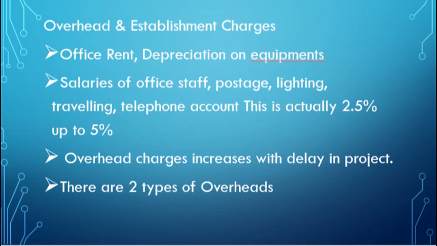Next, overhead and establishment charges. Overhead charges are basically defined in two categories. Number one, recurring and non-recurring. So there may be office rent, depreciation of equipment, salaries of office staff, postage, lighting, traveling, telephone account. This is actually up to 2.5 to 5%. Overhead charges increase with the delay in the project.